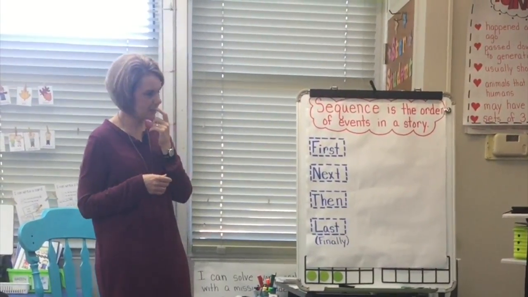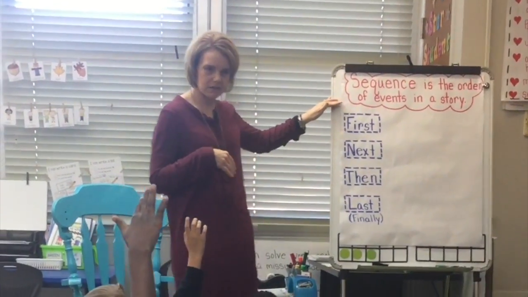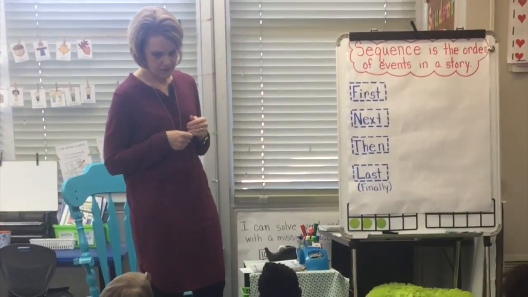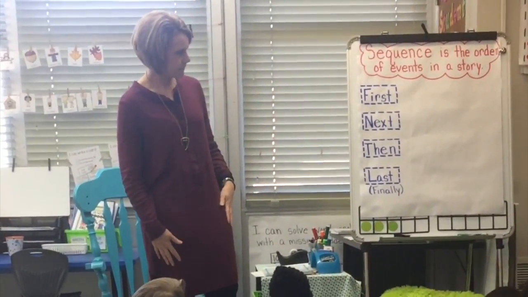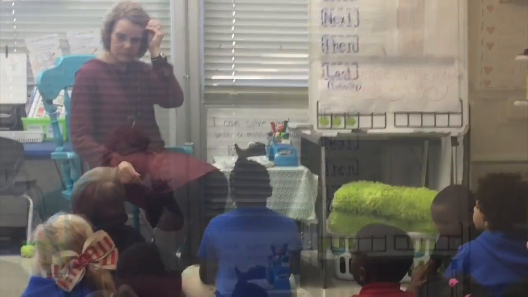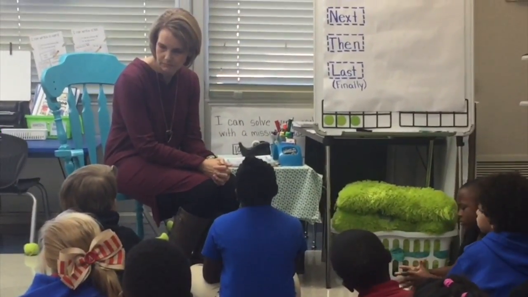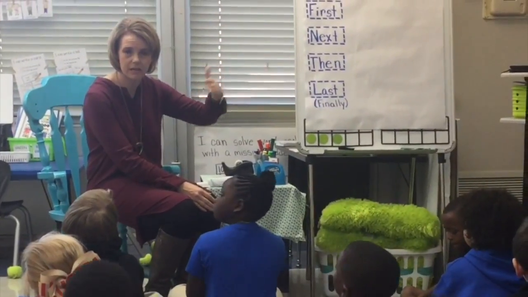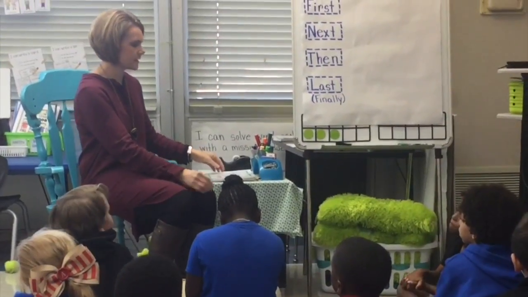Why do you think it is important that good readers can retell a story in order? Why do you think it might be important that we can tell a story in order, Jared? Because if you're telling a story, you can just say first I got bread and put jelly on it and then eat it. Okay, so what does it help us do? If we're telling a story in order, it helps us do what, Austin? It helps it make sense. Good. It helps the story make sense, okay?